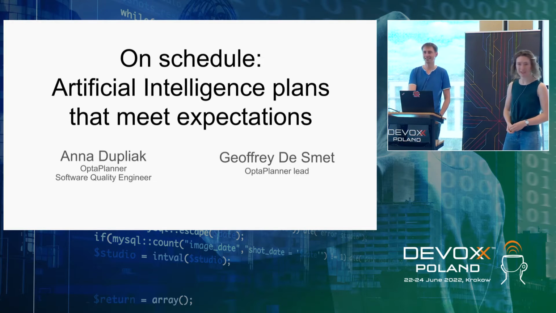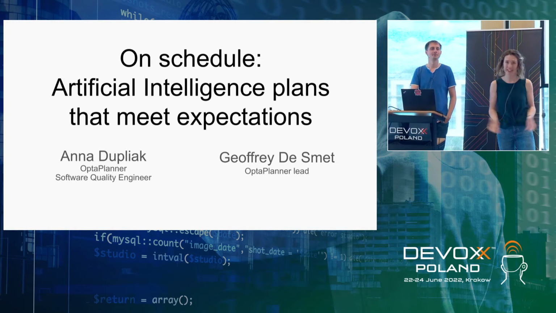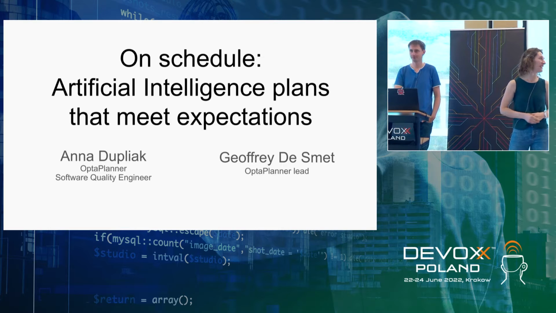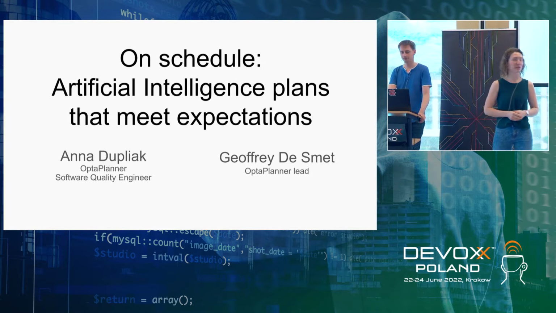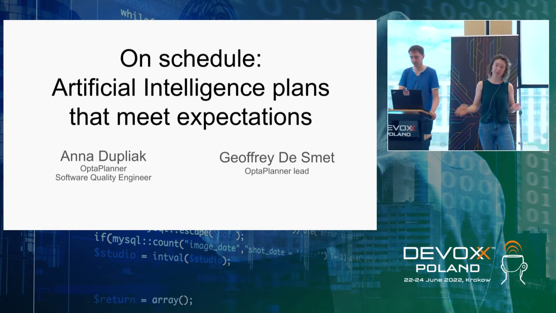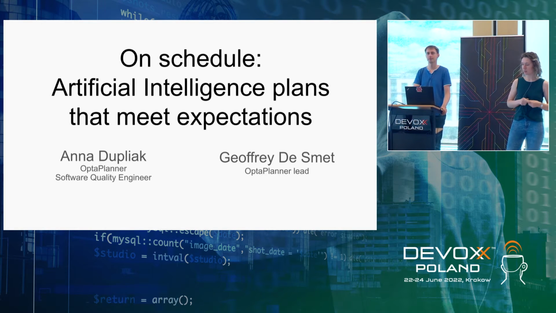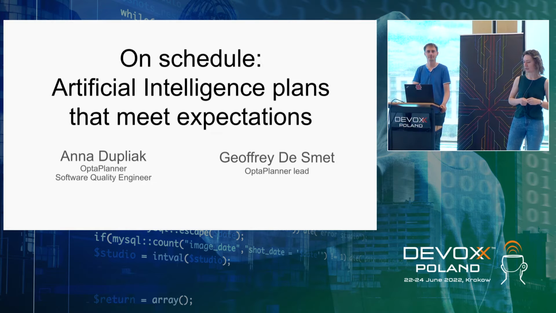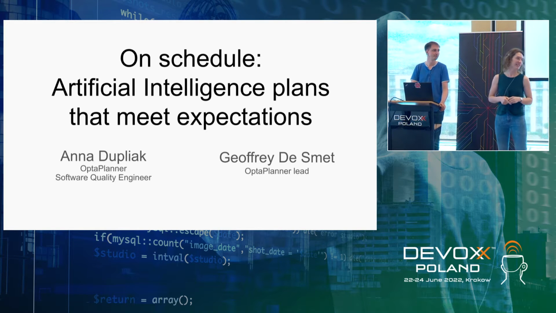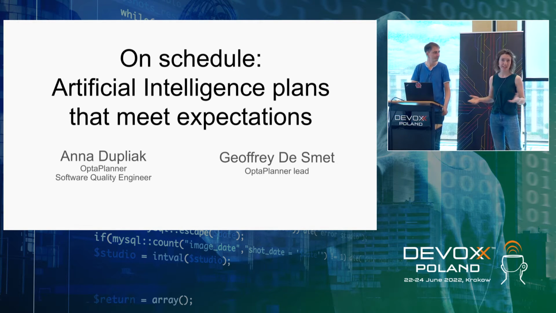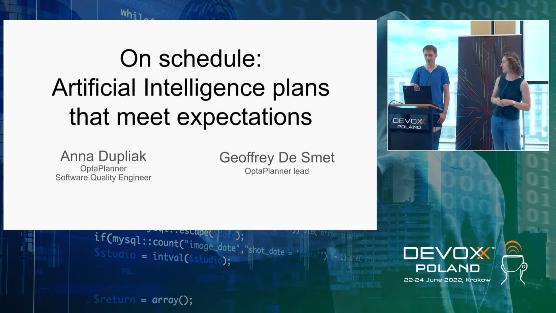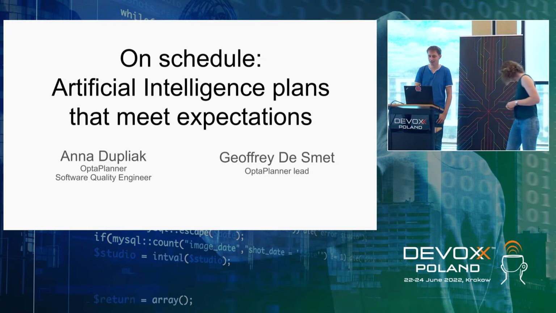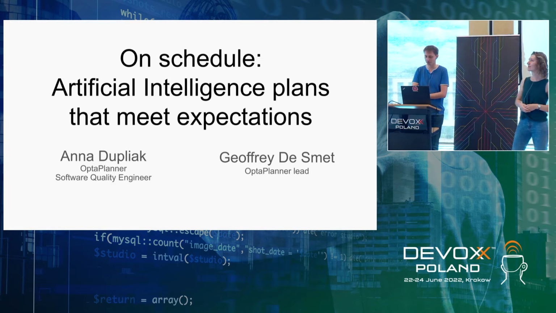So I guess we can start. Welcome and join us in our fight against non-optimality of scheduling algorithms. So how artificial intelligence and open source can help us to solve business decision problems. My name is Dupliak. I'm a software quality engineer. And I'm Geoffrey De Smet. I'm the lead of the OptaPlanner project, and we're both working on that project.